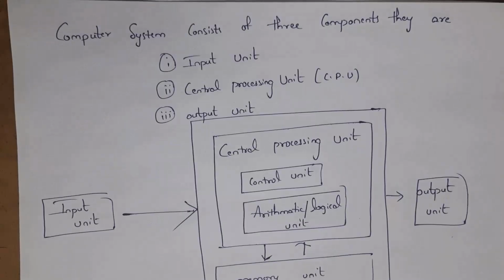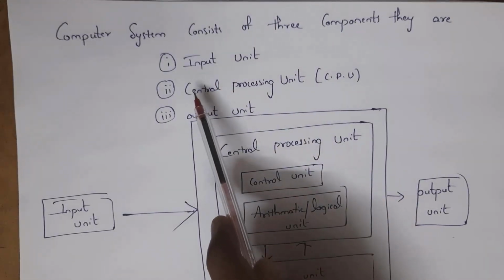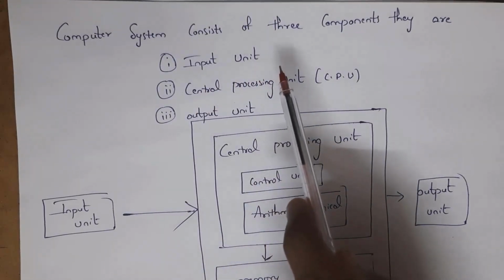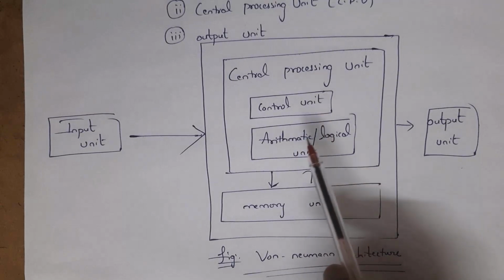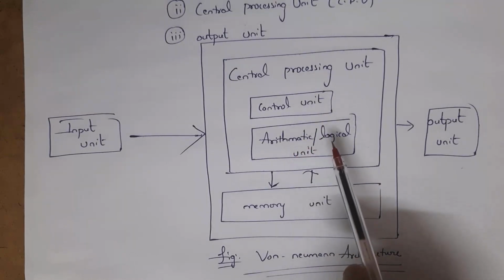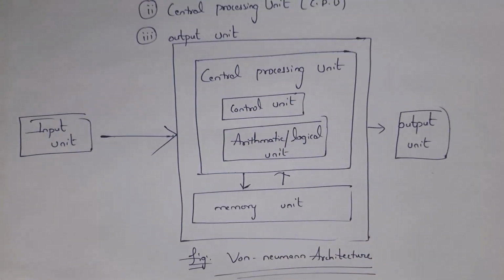Computer system consists of 3 components. They are, first one is input unit, second one is central processing unit, that is CPU, and third one is output unit. And the central processing unit contains 3 components. They are, first one is control unit, next one is arithmetic and logical unit, and third one is memory unit. This is the block diagram for components of computer. We also call this diagram von Neumann architecture.